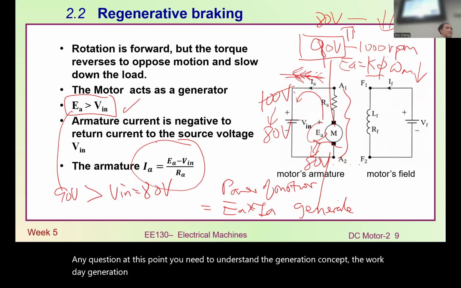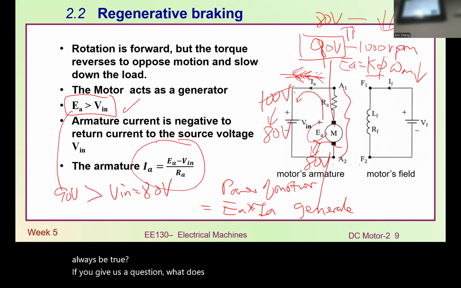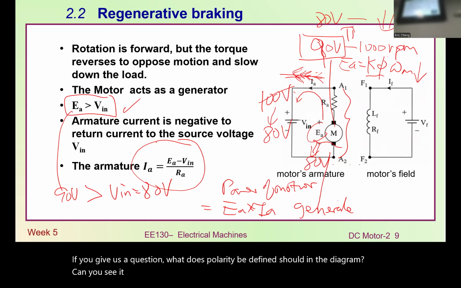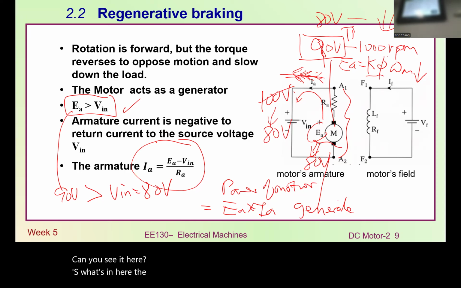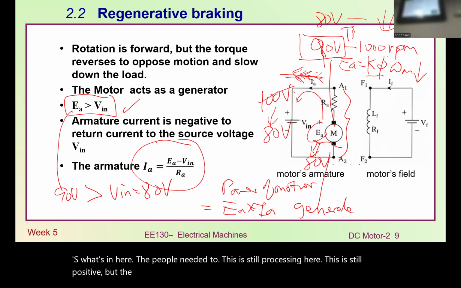Yes? Will I see that the polarity is defined on the circuit? Will that always be true? Or when you give us a question, will the polarity be defined on the diagram? You see in here, both polarities haven't changed. They both are positive here. The key point you need to find out is that this is still positive and this is still positive, but the amplitude of this positive will be different in either case.